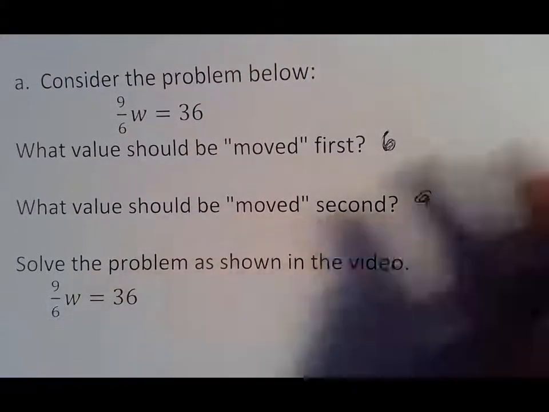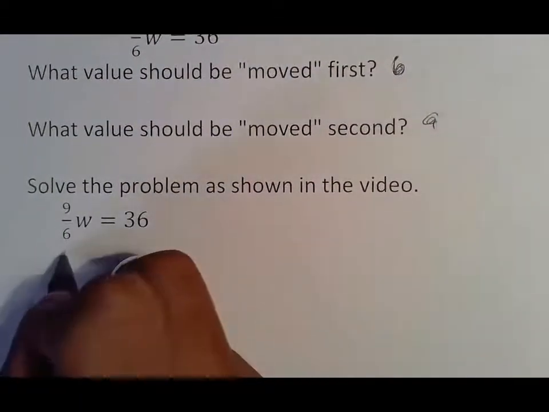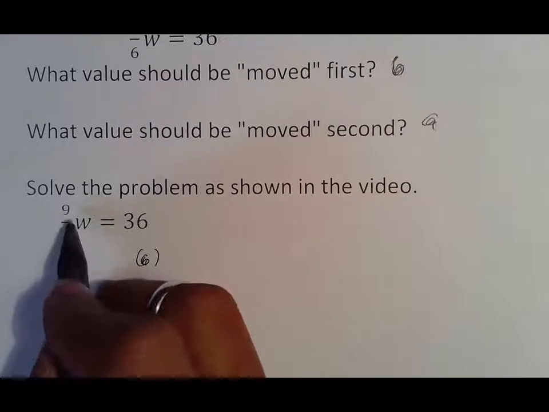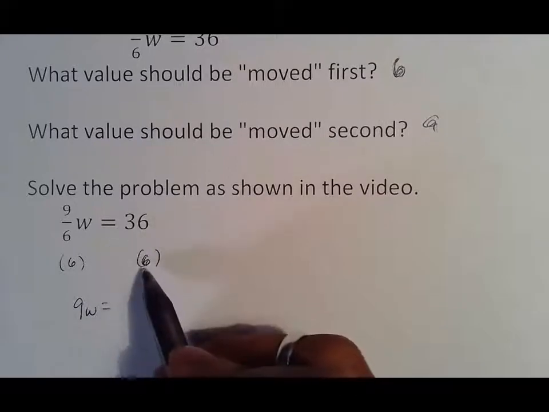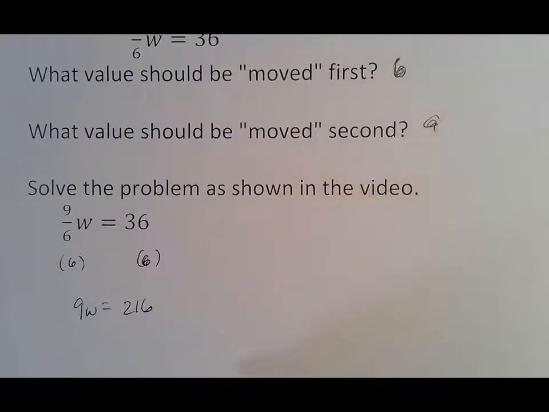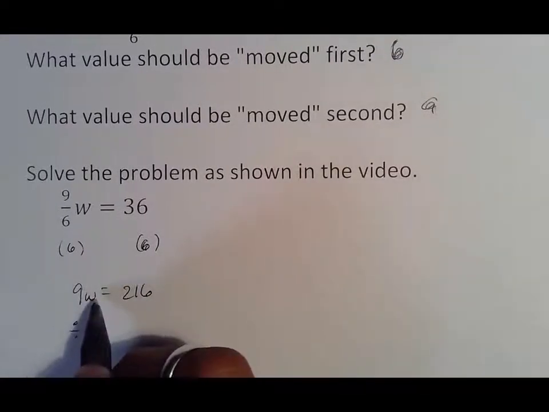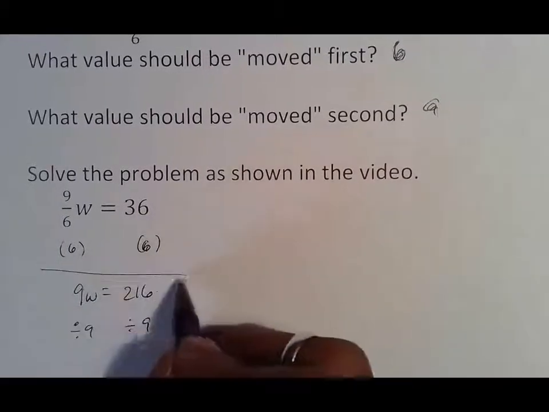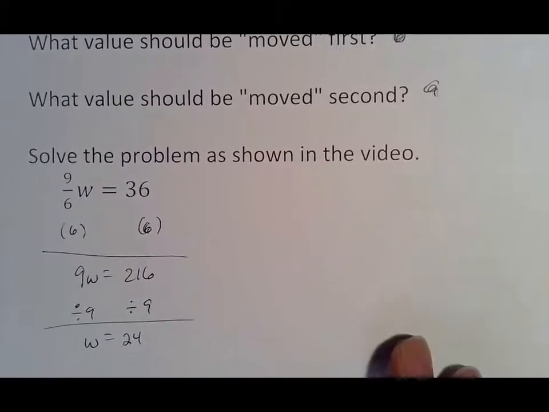If it's divided by 6, you would multiply both sides by 6, the way we showed it. The 6's cancel. What comes down is 9w equals 36 times 6, which is 180 plus 36, which is 216. Then we divide by 9, because that's how we get rid of it when it says 9 times w. W comes down, and 9 goes into 21 two times with 3 left over, with the 4 there. So there we go, w equals 24.